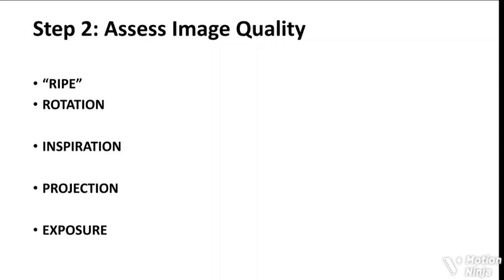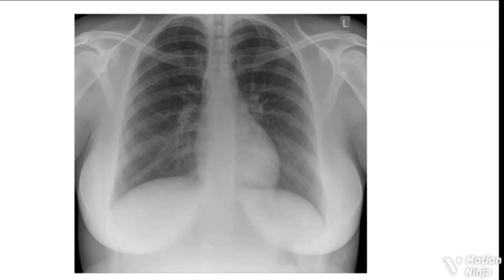We remember it under the mnemonic of RIPE. That is, we look for rotation, whether it is an inspiratory or an expiratory film, for projection, whether it is a PA view or AP view, as well as look for exposure. So, that is a chest X-ray.